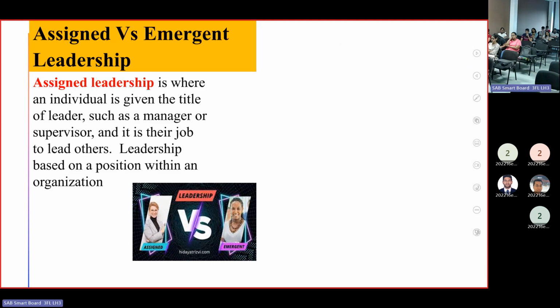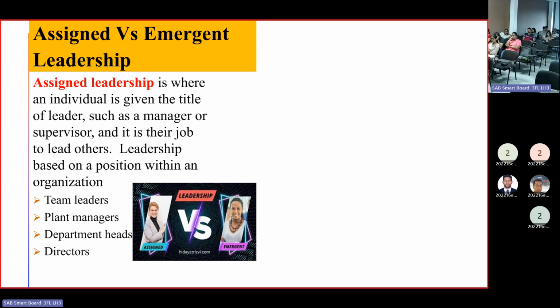Assigned leadership is where an individual is given the title of a leader, such as manager or supervisor. I already explained team leaders, plant managers, department heads, or directors. They are all in the company, or a politician. You see, the minister doesn't sign, the secretary signs. Why? When you sign an agreement with another country, the minister doesn't sign, only the secretary signs. Why is that? Only the secretaries are authorized people.